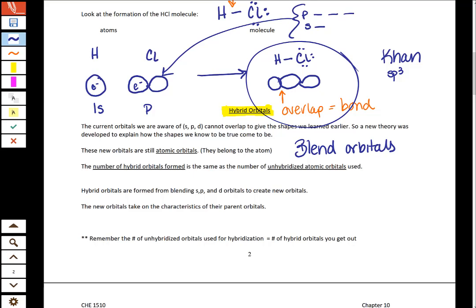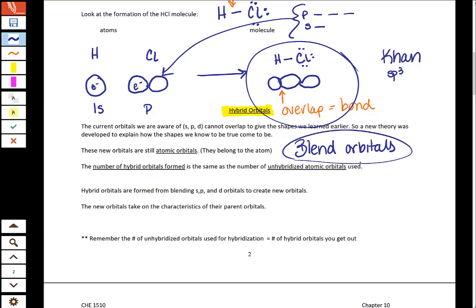So when we started talking about those shapes, the linear, the trigonal planar, the tetrahedral, and so on, we know those shapes to be true. And so what we needed was a new set of orbitals that helped describe those shapes and a new idea of how those shapes came about. And so those blended orbitals, that was it.